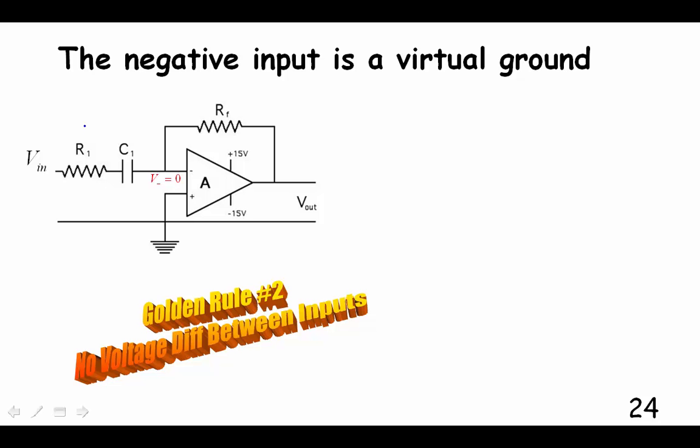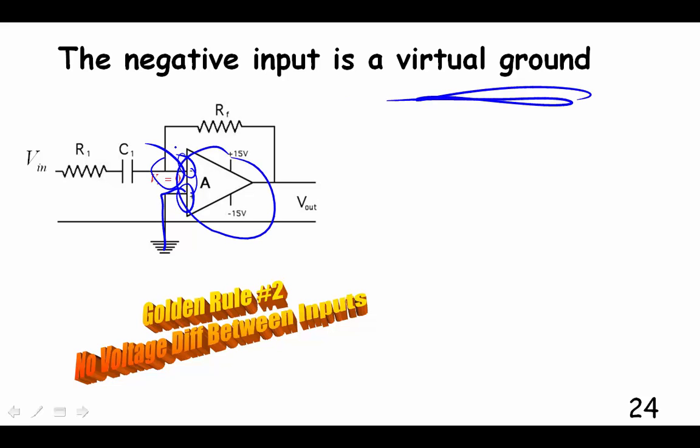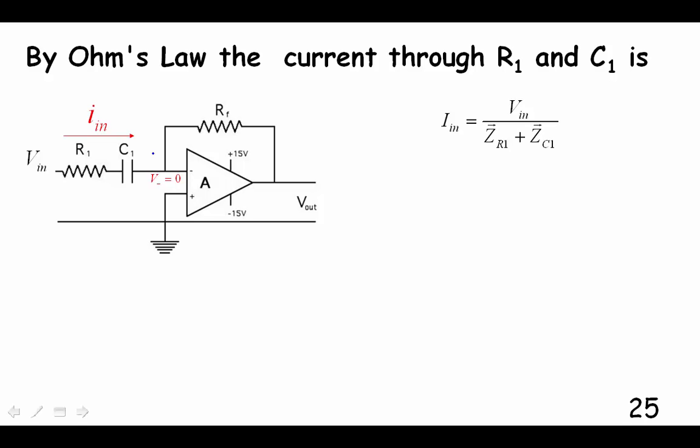By golden rule number 1, if we put the positive input of our op-amp to ground, then our negative input will have no potential difference from it, and so the negative input is a virtual ground. It's not actually connected to ground, but the op-amp creates a situation where that point is always at the same potential as the ground. Okay, by Ohm's law, the current through R1 and C1 is I_n.